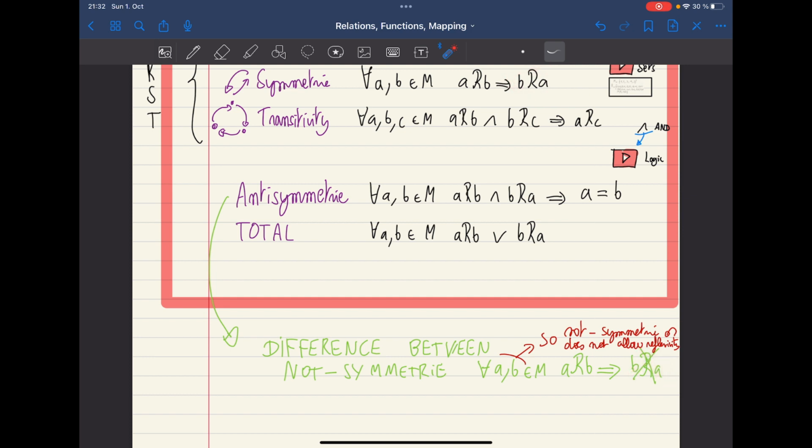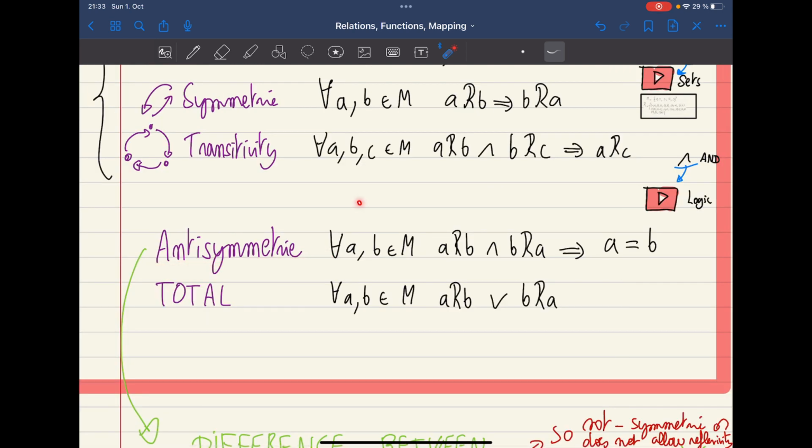Which means that, for example, if you have A in relation to A, then A is not in relation to A. The relation does not allow reflexivity. But in antisymmetry, it's possible. Let's choose A and A. So A is in relation to A and A is in relation to A, right? Then A is equal to A.